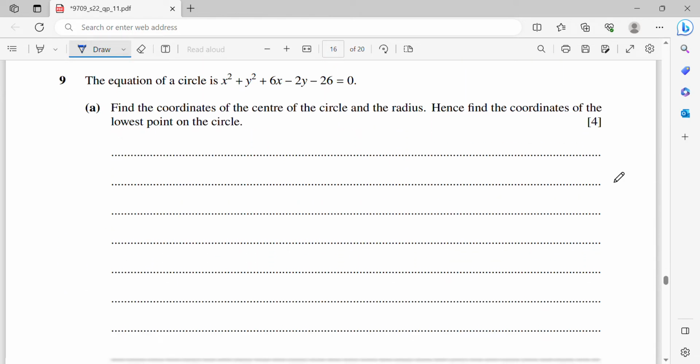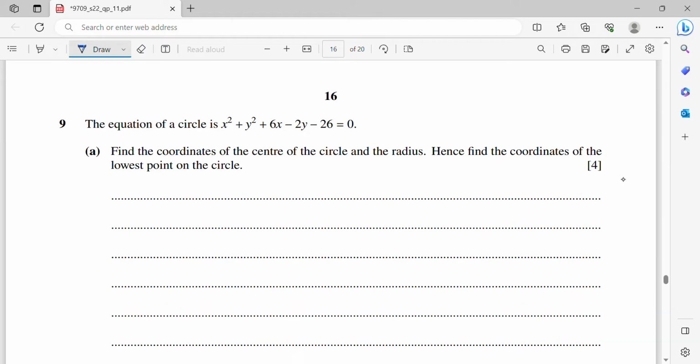Okay, so now question 9. The equation of a circle is x squared plus y squared plus 6x minus 2y minus 20 equals to 0. Find the coordinates of the center of circle and the radius. Hence, find the coordinates of the lowest point on the circle. Okay, so for this case, we need to find center, radius, and the lowest point.